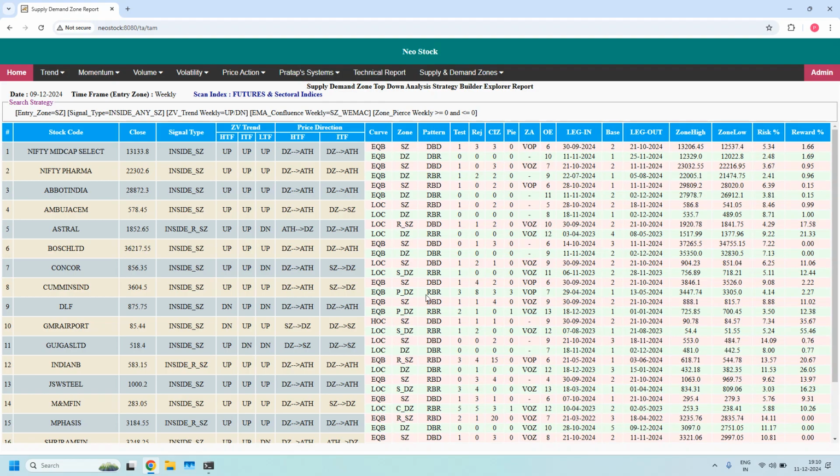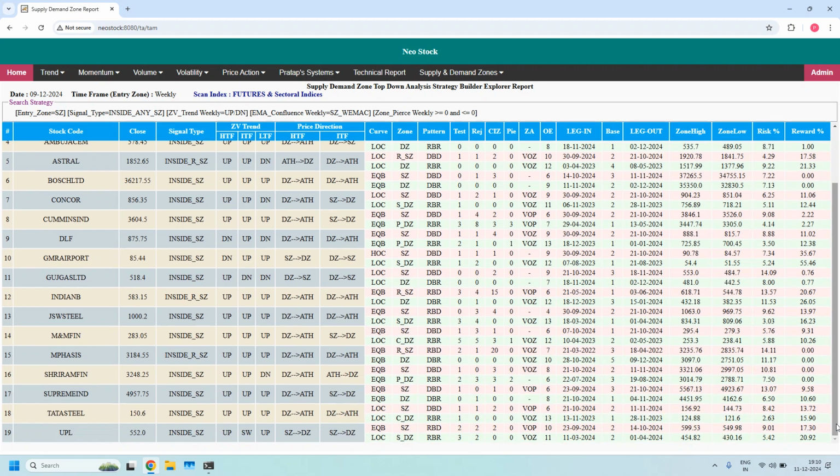So this is the filter. So these are the first 15 stocks. Now stocks are reduced. First 15 stocks. I am scrolling the list down. So total 19 stocks are filtered instead of 49 stocks.